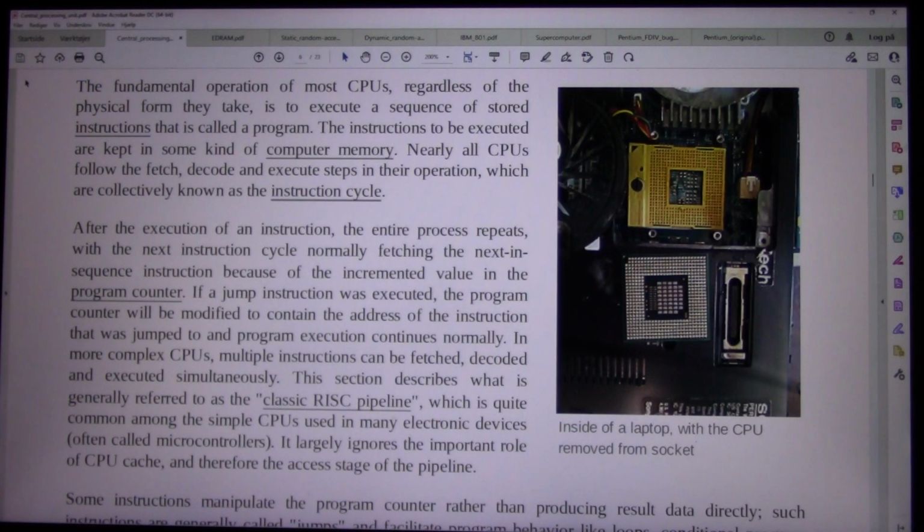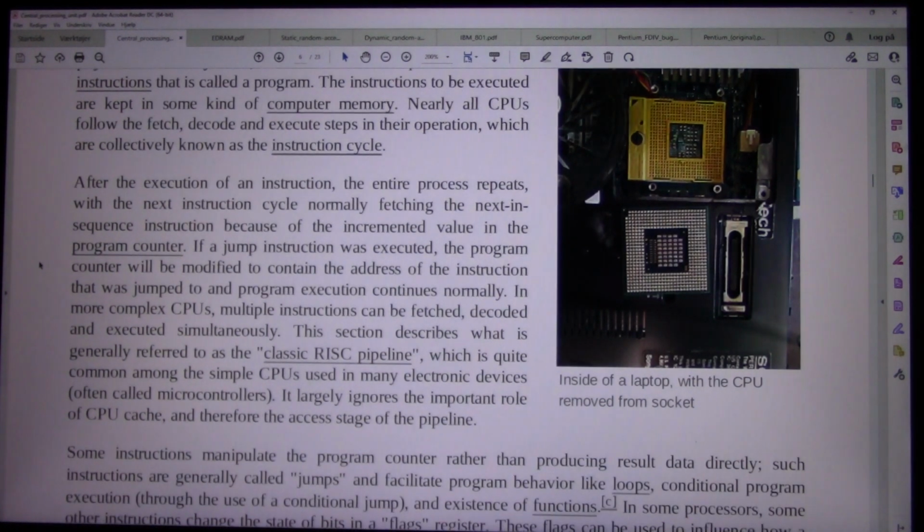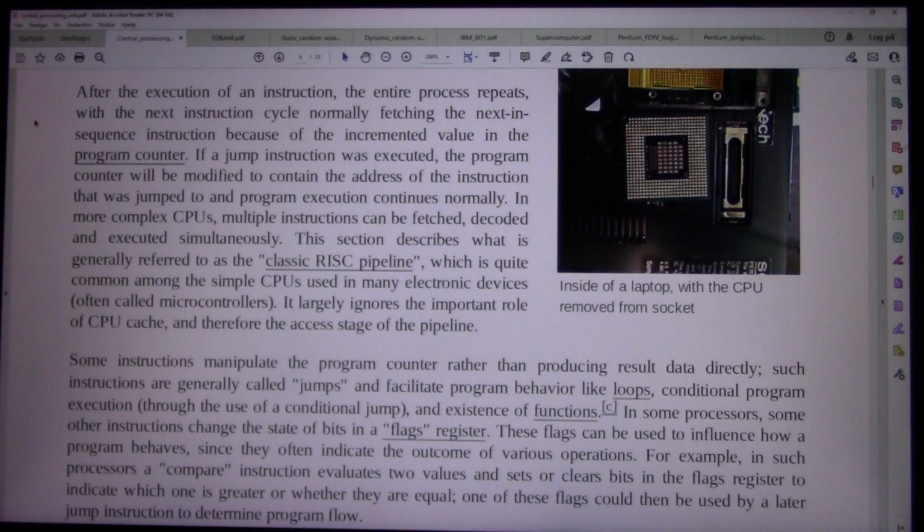After the execution of an instruction, the entire process repeats with the next instruction cycle, normally fetching the next in-sequence instruction because of the incremented value in the program counter. If a jump instruction was executed, the program counter will be modified to contain the address of the instruction that was jumped to, and program execution continues normally. In more complex CPUs, multiple instructions can be fetched, decoded and executed simultaneously.